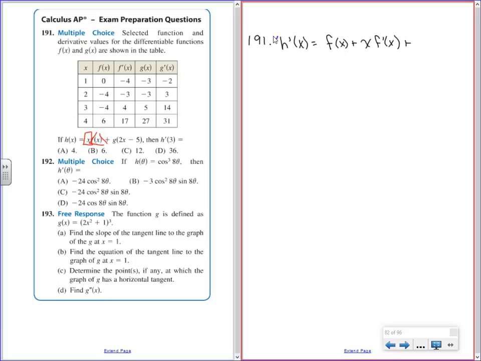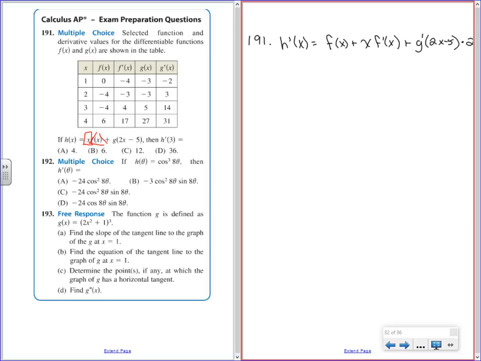What rule is this? g of another function, a composition of u prime. Chain rule. Derivative of the outside, whose derivative of g? I don't know, g prime. Keep the inside the same, times the derivative of the inside, which is 2.